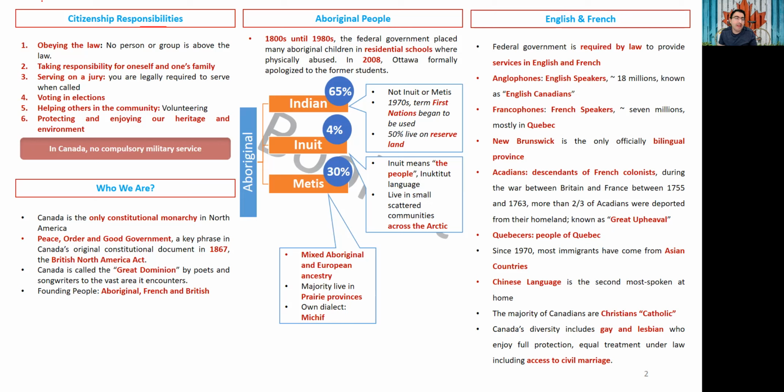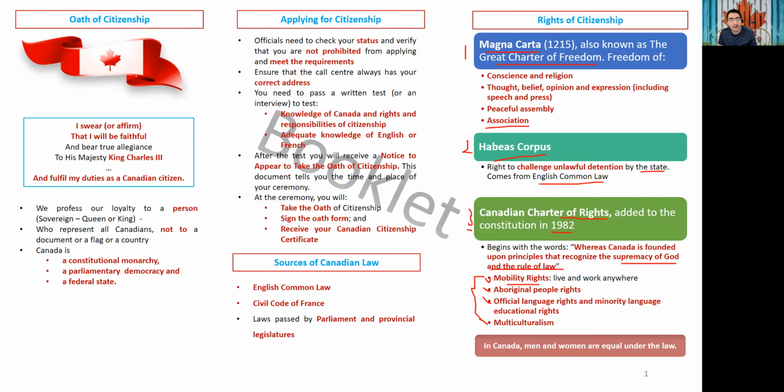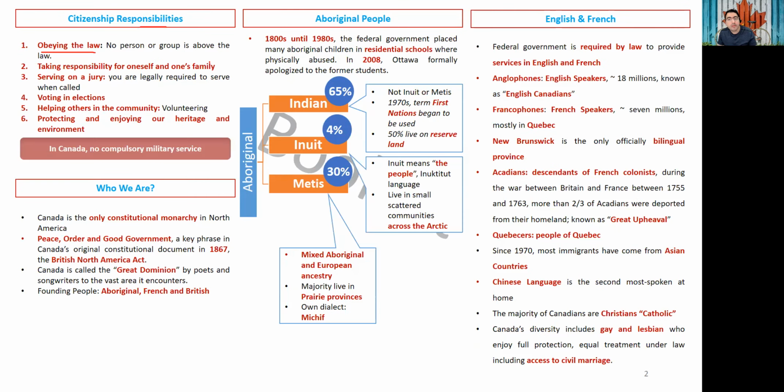The first thing will be obeying the Canadian law. So you have to respect the law. And one important thing, which is very unique to developed countries, when we say a good government or a good country, is that no person or group is above the law. Even the prime minister or the sovereign himself, like the king, no person or group is above the law. Everyone is equal under the law, and everyone has their own rights.